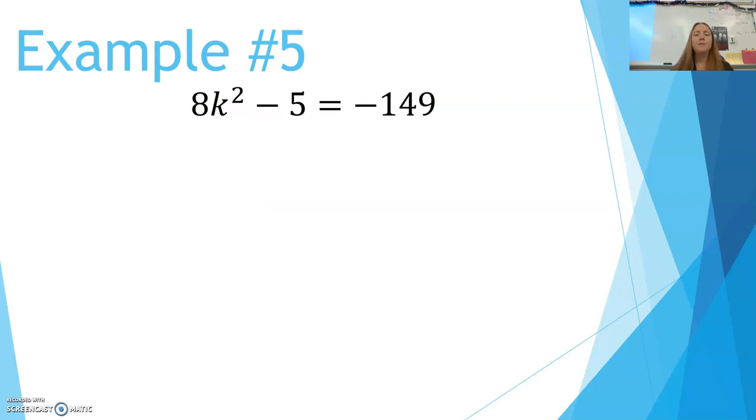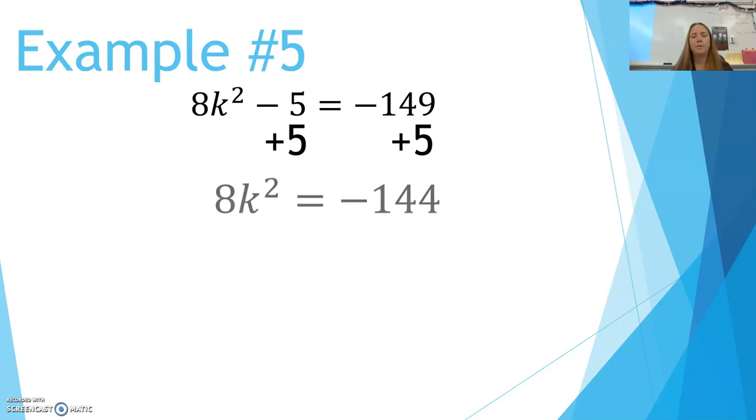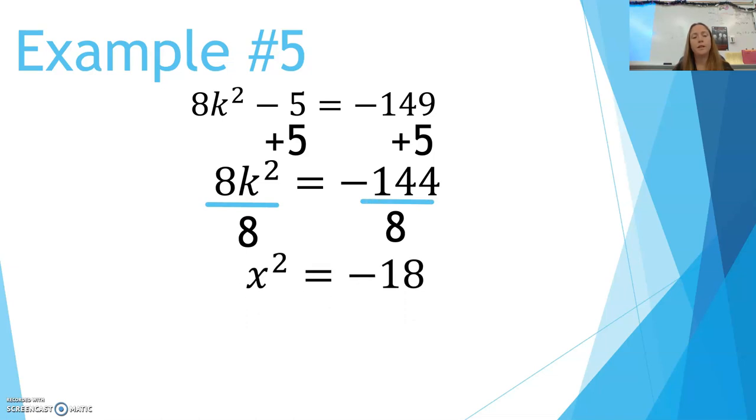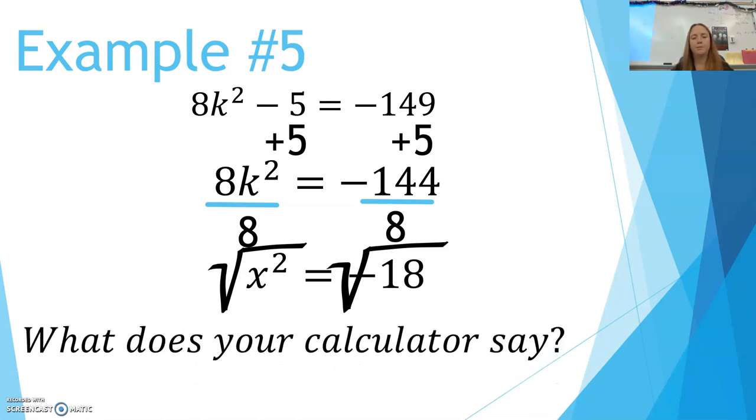Okay. Last but not least, I believe this is our final example, to emphasize what happens. In all those cases, we had two solutions. Let's see what happens here. I'm going to add 5 to both sides, and I got negative 149 there. When I add 5 to it, I get negative 144. So 8k squared is equal to negative 144. Divide both sides by 8, and I get k squared is equal to negative 18. So when I take the square root on both sides, what I want you to do, in a moment, is take the square root of negative 18 in a calculator of some kind. I'm going to pause for just a moment.